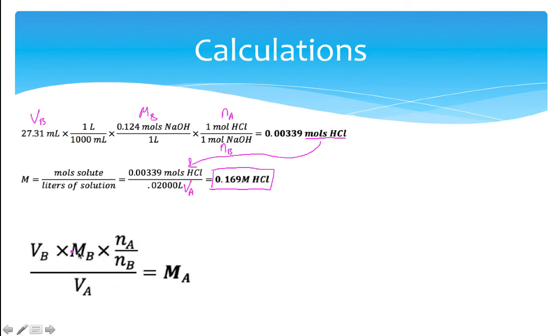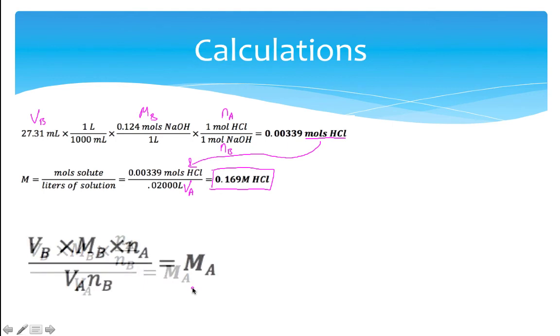The volume of the base times the molarity of the base times the mole-to-mole ratio told us how many moles of product there were. The moles of product divided by the volume of the product eventually calculated the molarity of the product. We can use our algebra to clean this up a little bit to get an equation that looks like this. And then we can use algebra again to move some variables around.